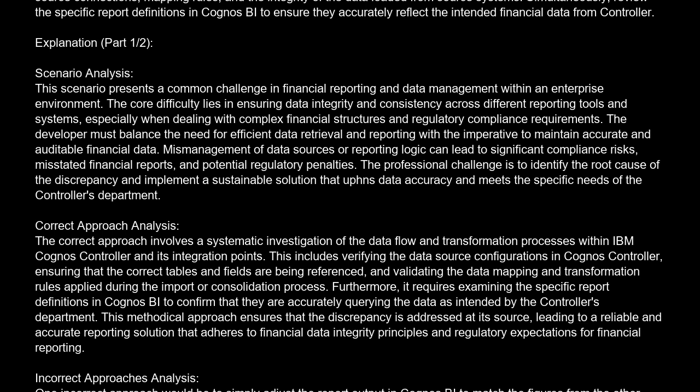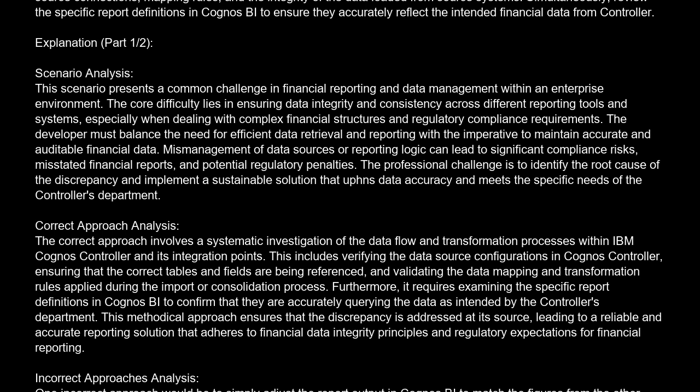Correct approach analysis. The correct approach involves a systematic investigation of the data flow and transformation processes within IBM Cognos Controller and its integration points. This includes verifying the data source configurations in Cognos Controller, ensuring that the correct tables and fields are being referenced, and validating the data mapping and transformation rules applied during the import or consolidation process.